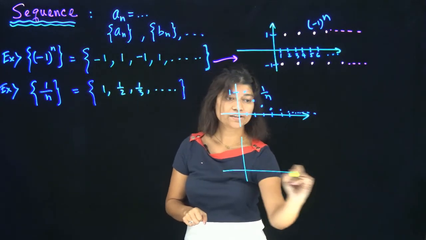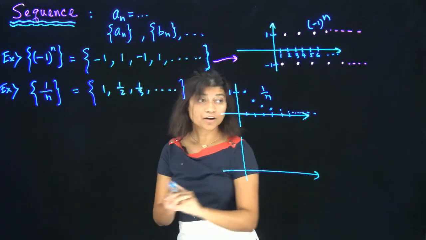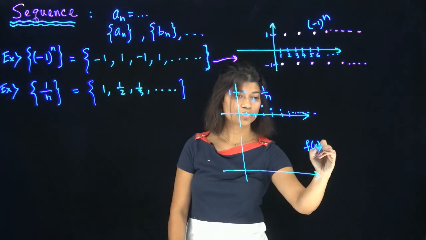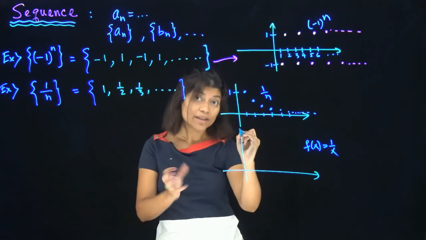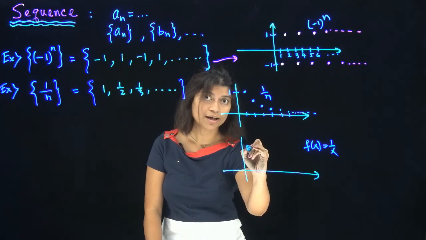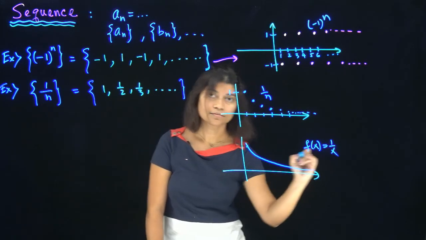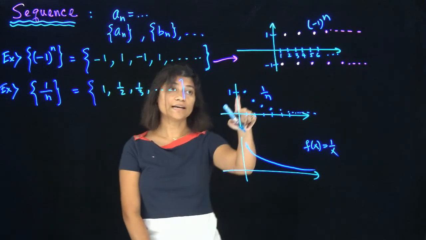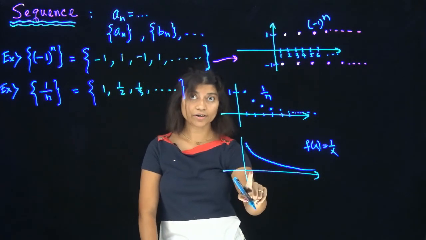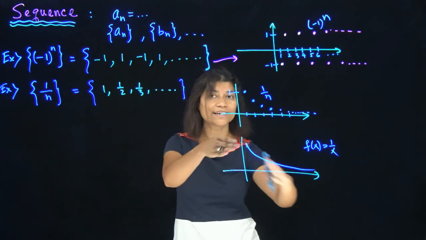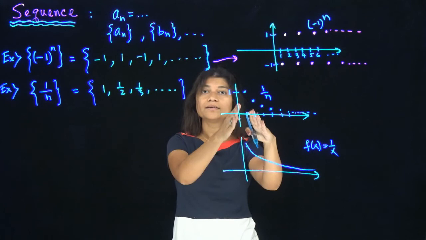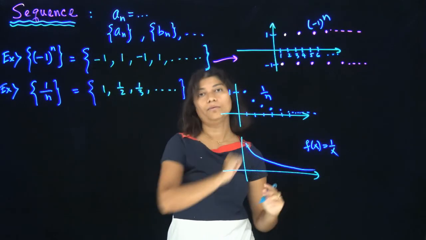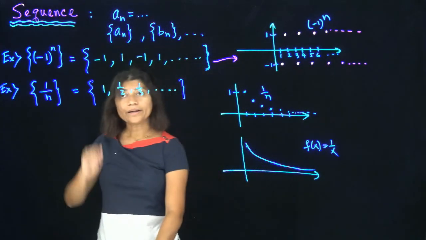And if I ask you to graph the function f of x equals 1 over x, what will it look like? Very similar idea, but what it will look like is this: this is 1 over x. That's 1 over n. Do you see the difference? Here, the domain is all real numbers, so you fill the gap. Here, you will have discrete dots because the domain is not all real numbers, but only whole numbers.